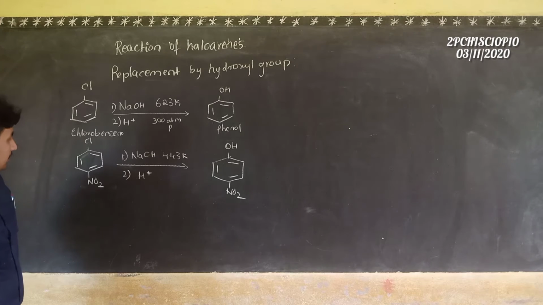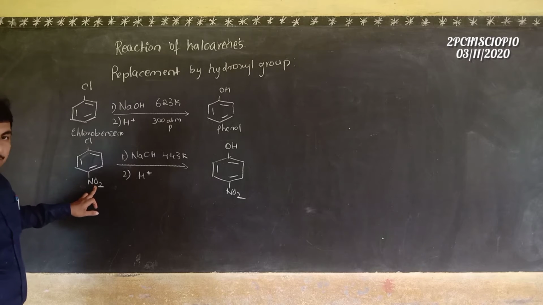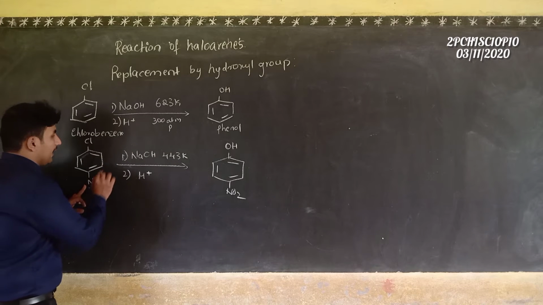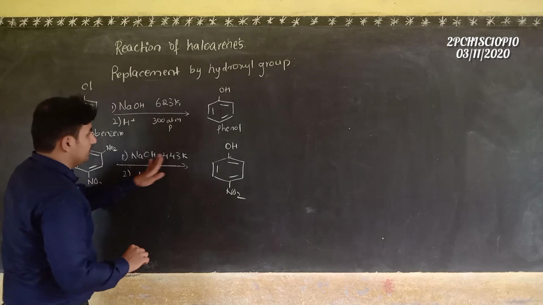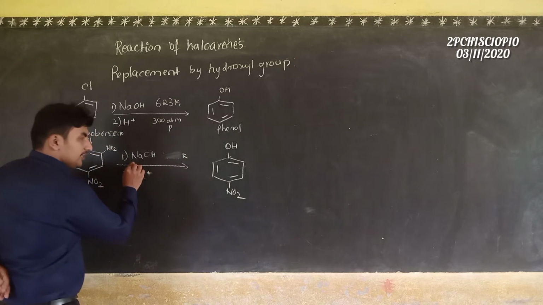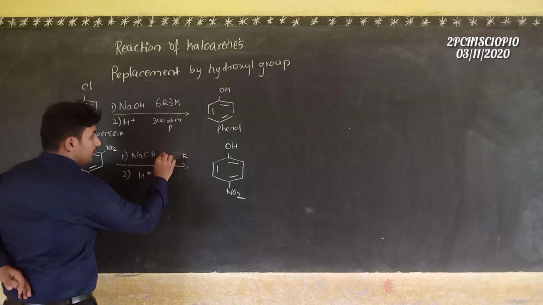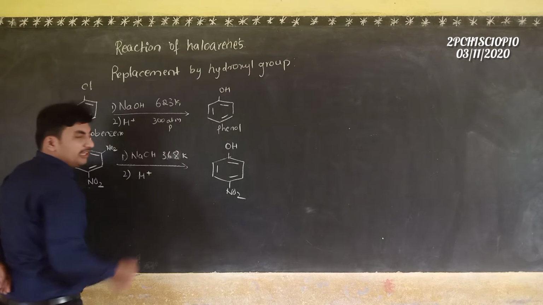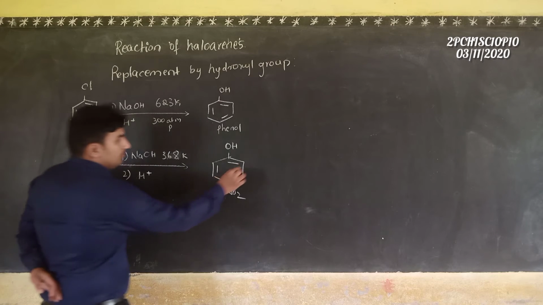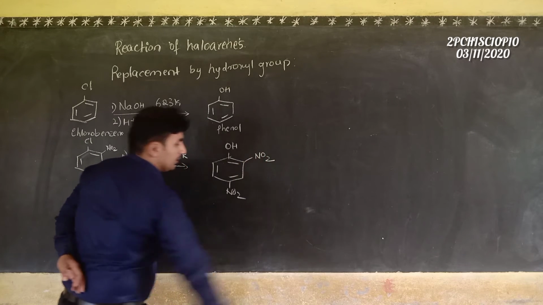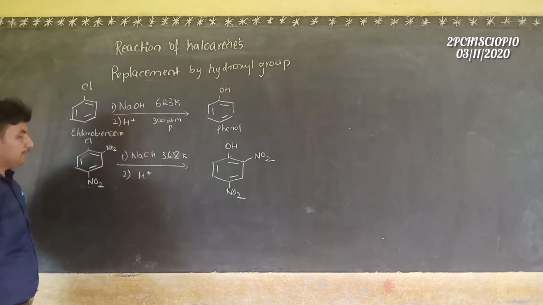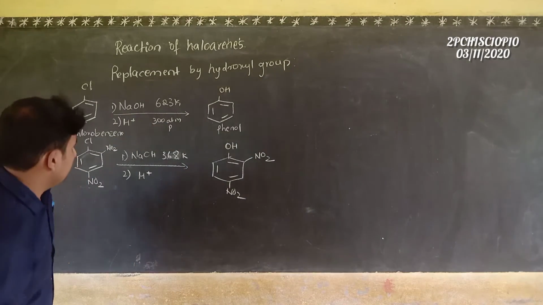Suppose the NO2 group is present at the para as well as the ortho position, and it is heated with NaOH at 368 Kelvin, we will get the product, this one.